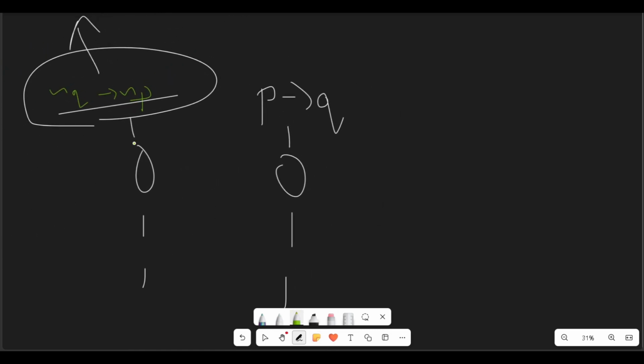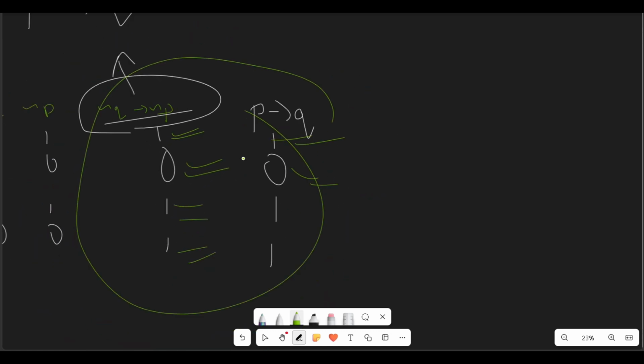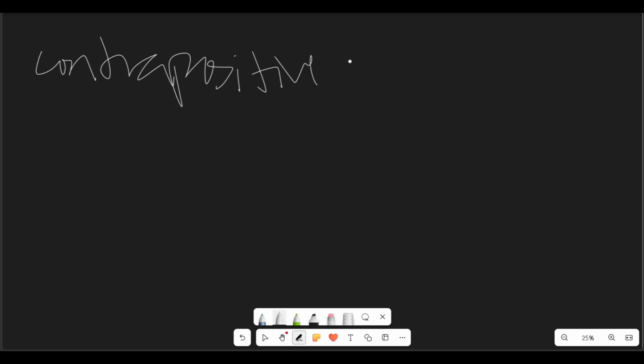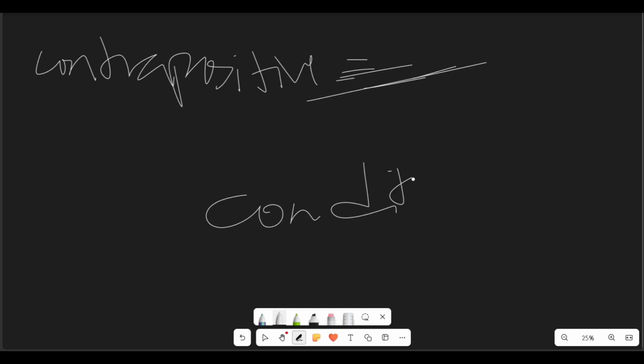This mesmerizing beauty. The columns match: 1 and 1 is true, 0 and 0 is true. So does it mean that the contrapositive and the conditional are the same thing? Well, yes. The contrapositive equals our conditional. This is the main part.